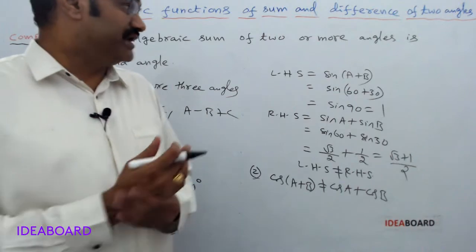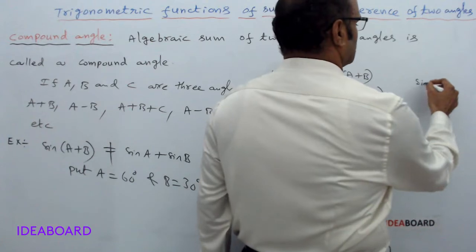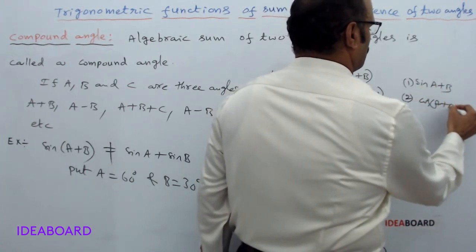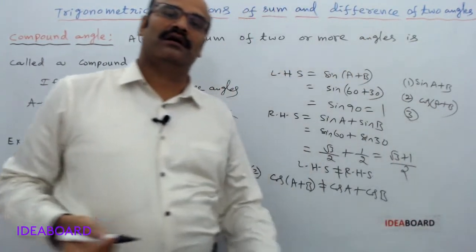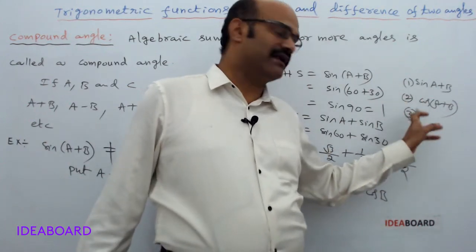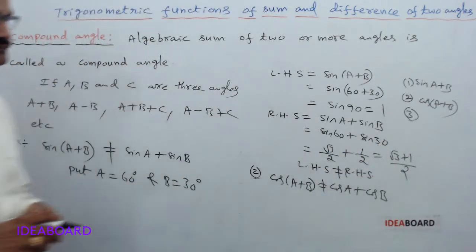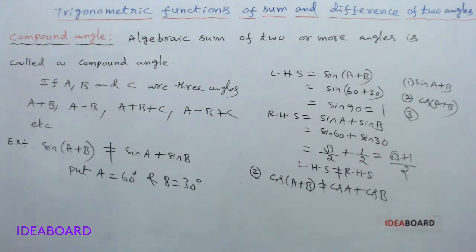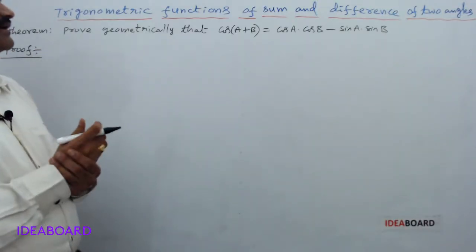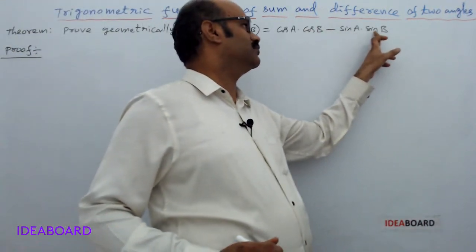In this topic, we discuss sine of A plus B, cos of A plus B, tan of A plus B, cot of A plus B, sine of A minus B, cos of A minus B, tan of A minus B. All these formulas we have to discuss. Theorem: prove geometrically that cos of A plus B equals cos A into cos B minus sin A into sin B.